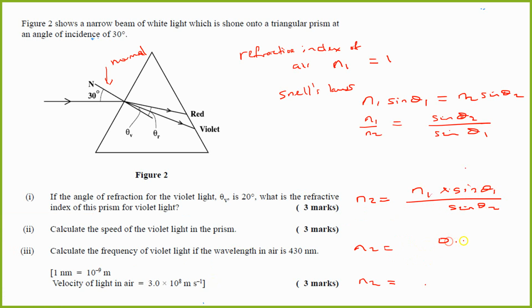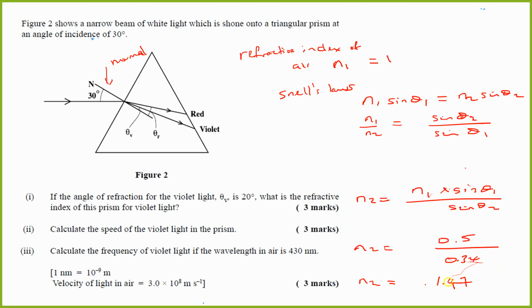So what we'll be dividing is 0.5 by sine of 20, which is 0.34. So the refractive index is going to be 1.47. It doesn't have a unit.